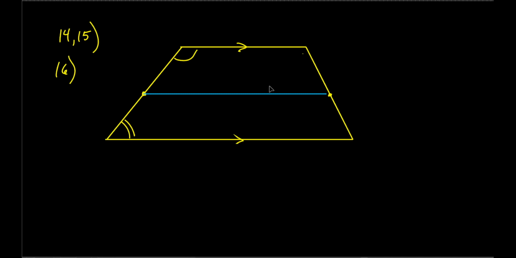Midsegment. Now, we know a couple of things about this. It connects the midpoints, so we know that this and this are equal, and this one and this one are equal. But we also know a relationship between the midsegment and the bases. Let's call this A. Let's call this B. You remember? We haven't talked about this too much, but we did. Divide by what? 2. Exactly right.